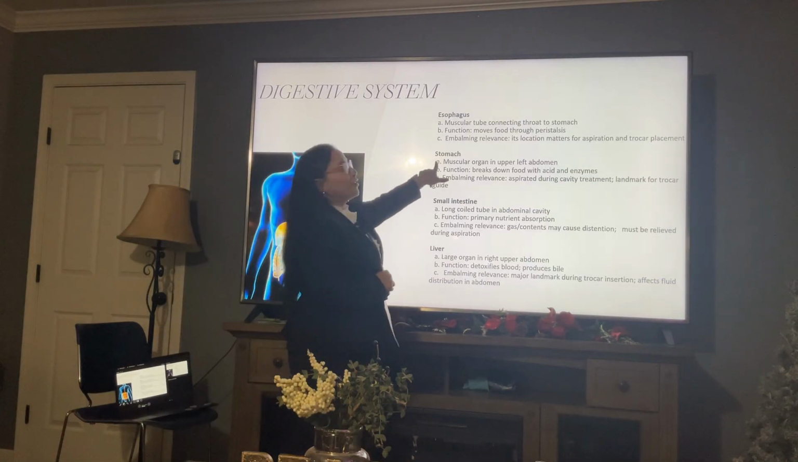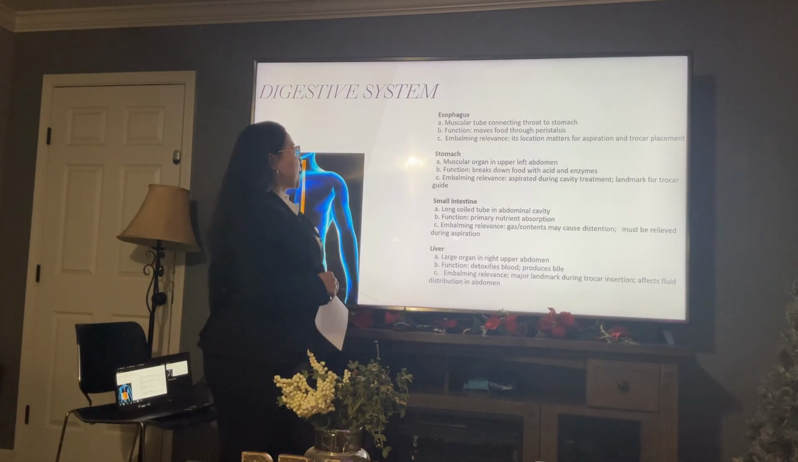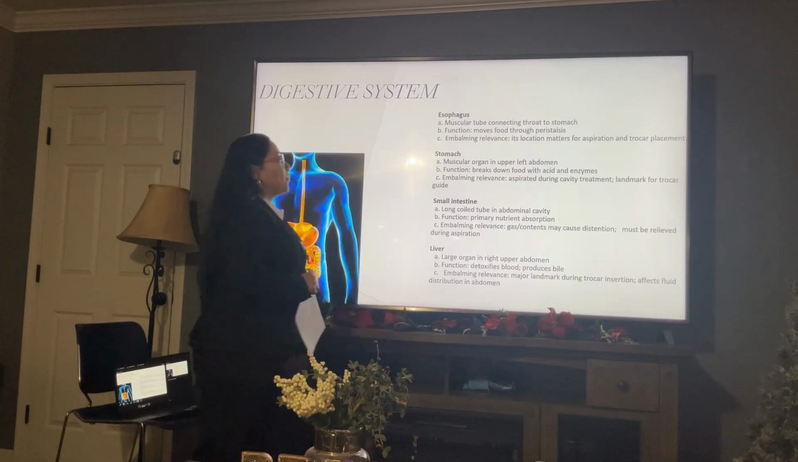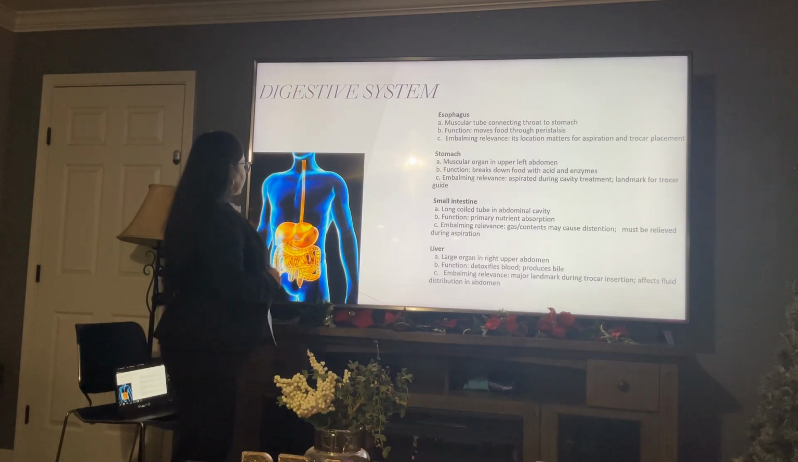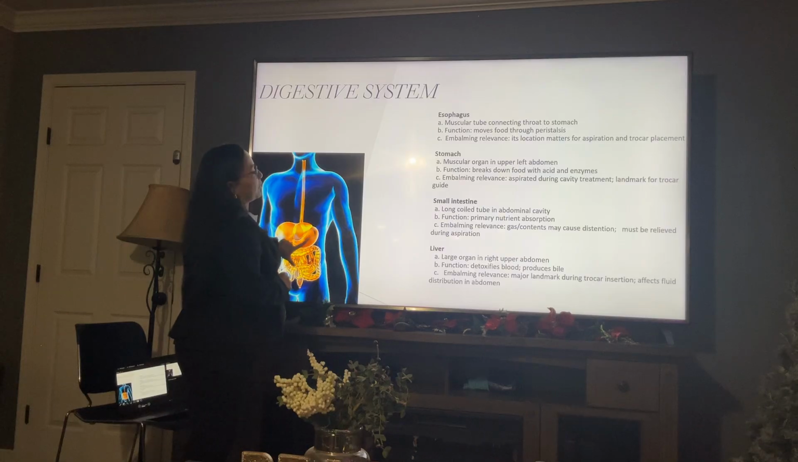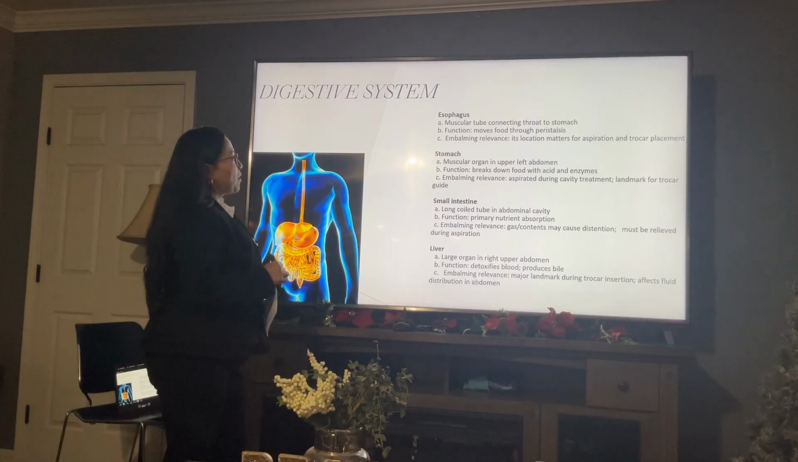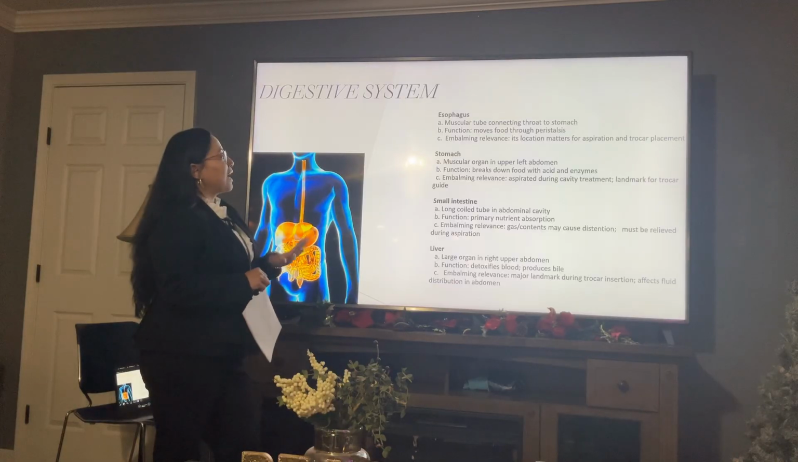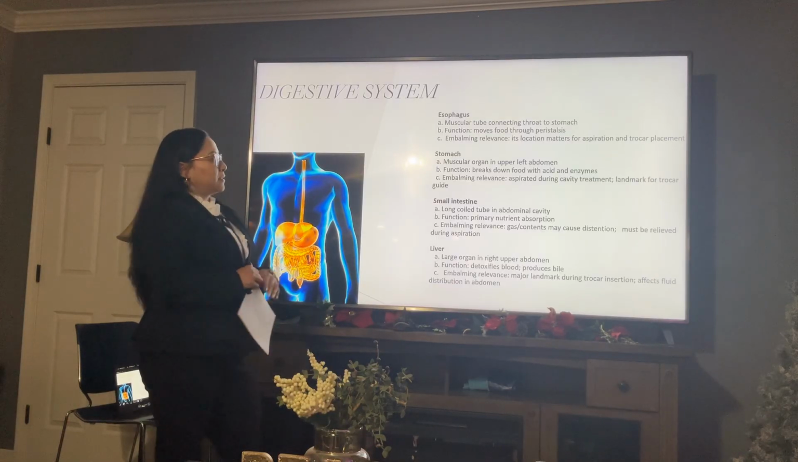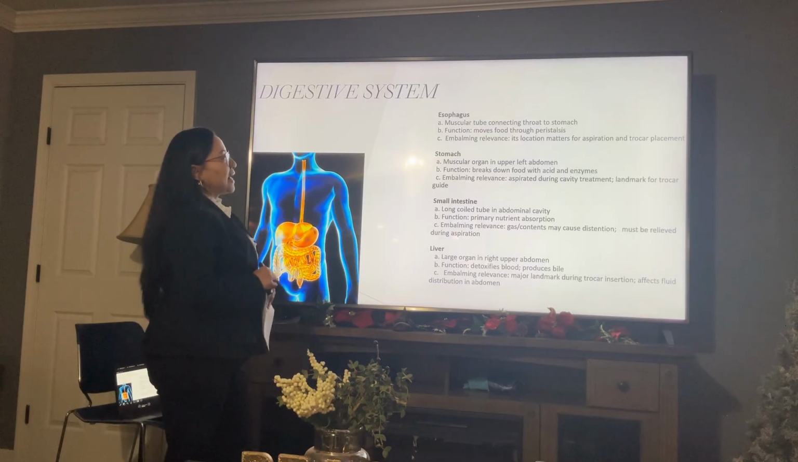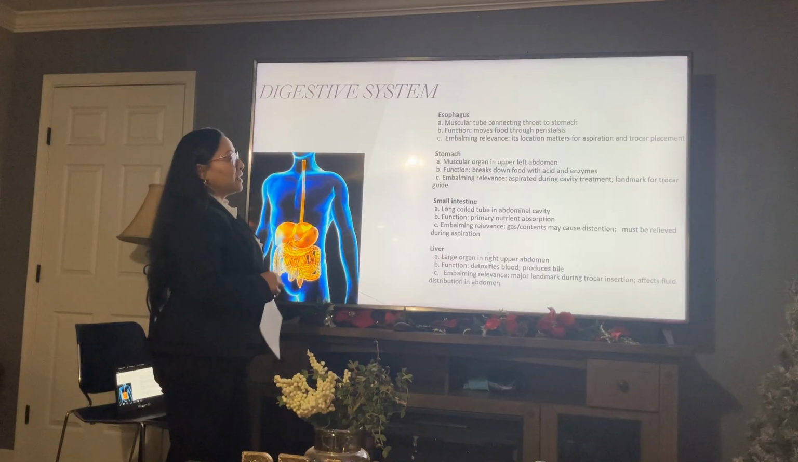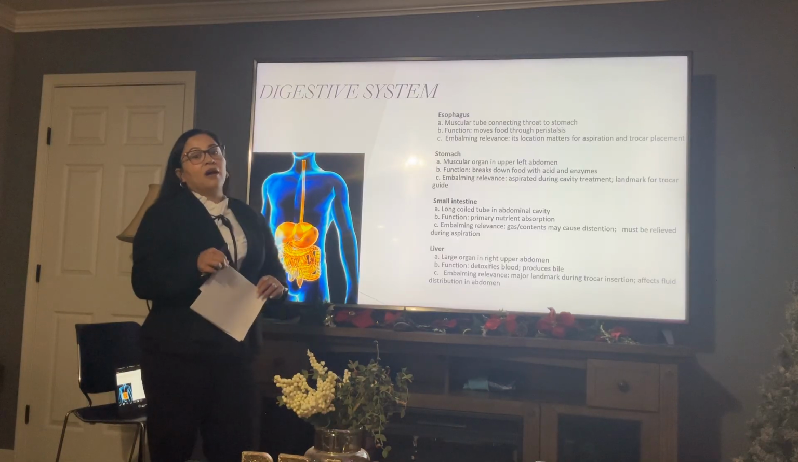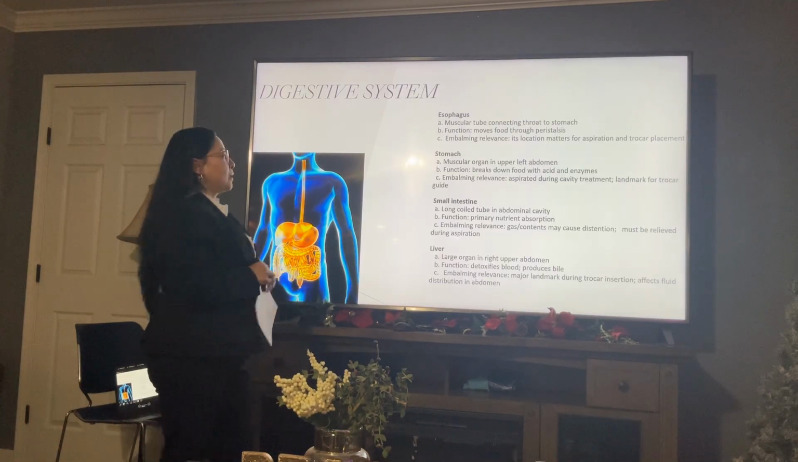The next structure is the stomach, and it's a muscular organ in the upper left abdomen. The function is it breaks down food with acid and enzymes. The embalming relevance is it is aspirated during cavity treatment, a landmark for trocar guidance.